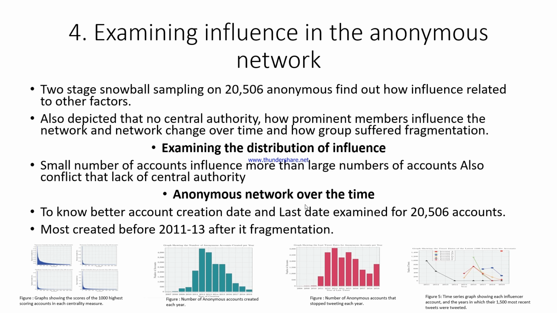Through the diagram we check the number of anonymous accounts created each year. After 2007 accounts are created, but after 2011 and 2013 the number of accounts suddenly decreases. That is shown in diagram number 2, and diagram number 3 is a purple one showing how the number of anonymous accounts stopped tweeting each year. They start tweeting more, but the number of tweets decreases, and suddenly after 2012 the number of tweets increases. After the number of tweets decreases, the size of the group or network also decreases.